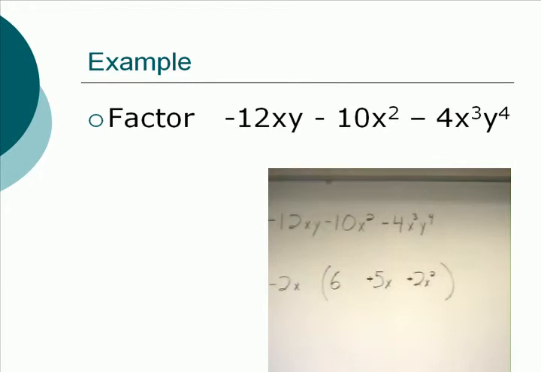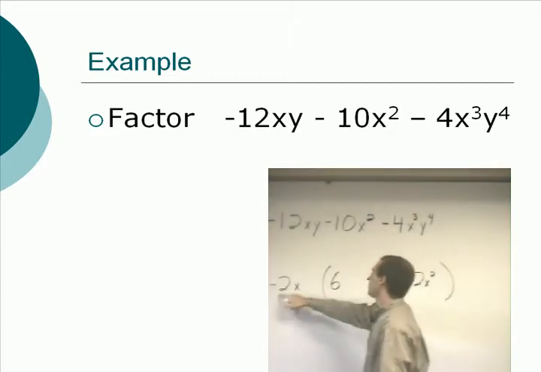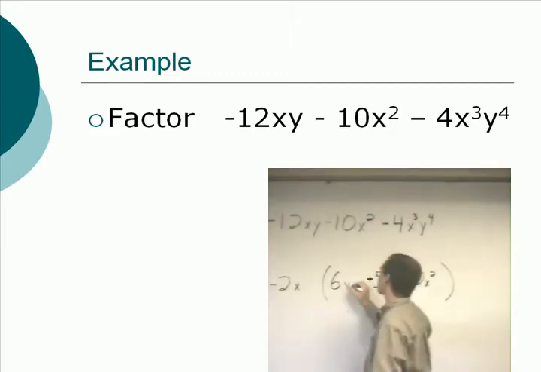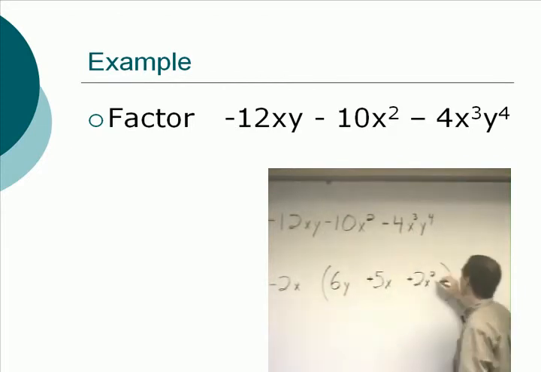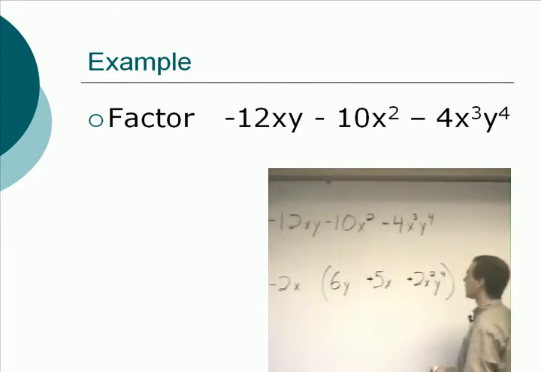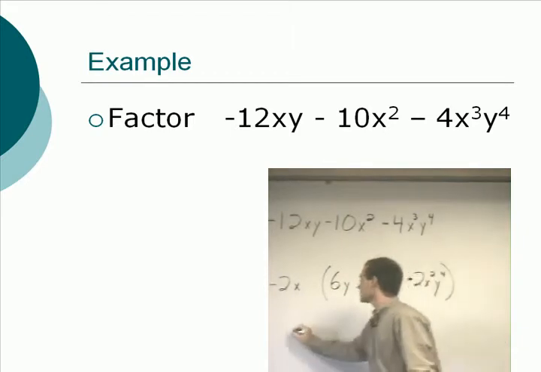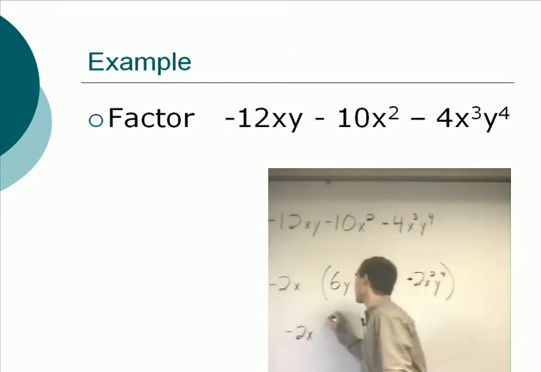Okay, and y. What's the greatest power of y that we can factor out of all of them? Can't do it. There's no y term here to be factored out, and so we have to leave it just the way it is. There will be a y there, there's none there, and there's y to the 4th here. So it's factored. Negative 2x is our greatest common factor.